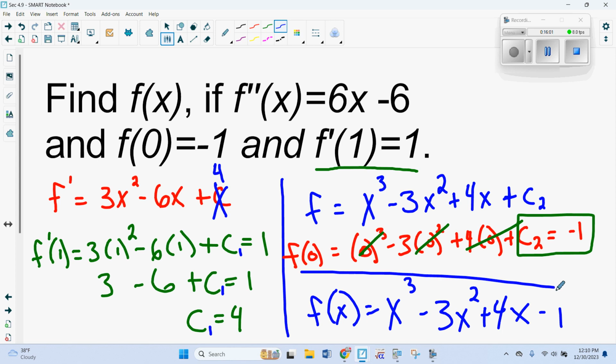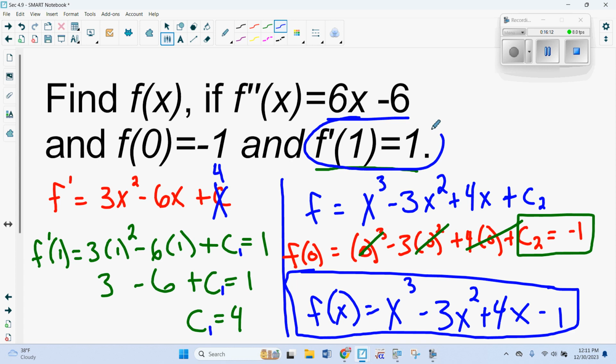So there is the function that has a second derivative of 6x minus 6. The derivative goes through the point 1, 1, and the function goes through the point 0, -1. So that is the section 4.8 on antiderivatives.